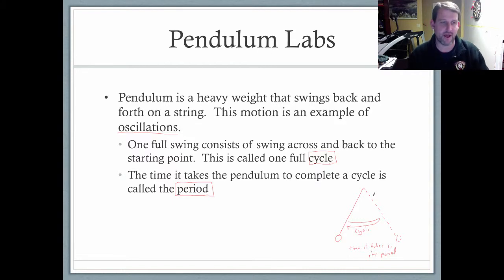What I want you to consider next is what variables, whoops, I misspelled variables. That should be a V. Variables affect the period. So at this point, there's a document. Sorry, the handwriting's getting terrible.